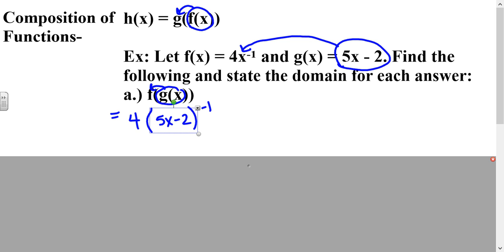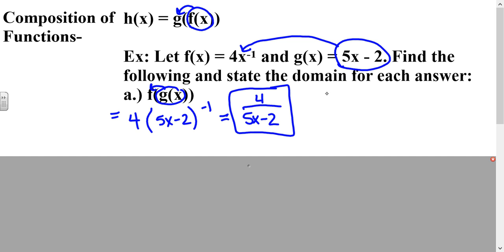Okay, so remember, I want to simplify this, and if I'm following the order of operations, I do parentheses and then exponents, so I have to do the exponents first. Well, I want to get rid of my negative exponent and make it positive. So to do that, I move it to the opposite side of the fraction. So I'm moving this whole thing down. So then my answer will be 4 over 5x minus 2. Okay? So from there, I'm going to work on my domain.